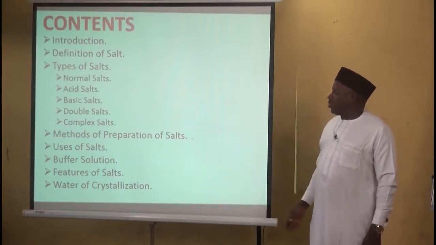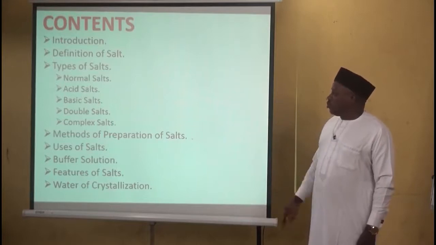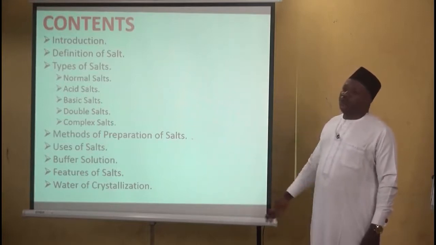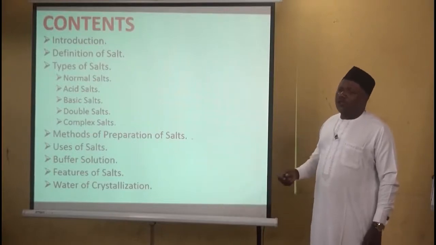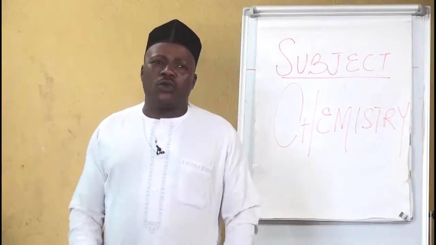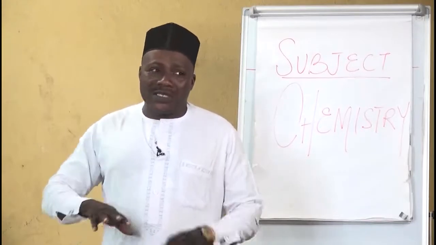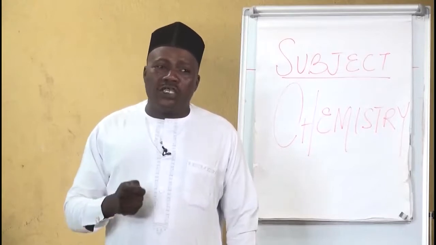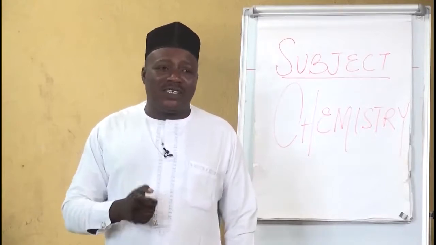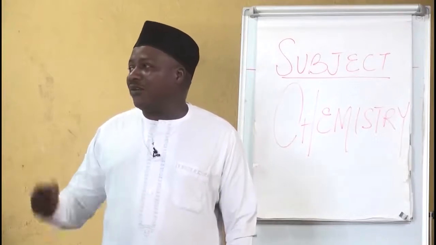We have the normal salt, the acid salt, the basic salt, the double salt, in which he gave you all their examples. For the normal salt, all the hydrogen ion has been completely replaced by the metal. For the acidic salt, it's partial. And for the basic, the acid is not enough to neutralize the base, and so therefore, we still have some quantity of hydroxyl ion. Therefore, we have the basic salt.